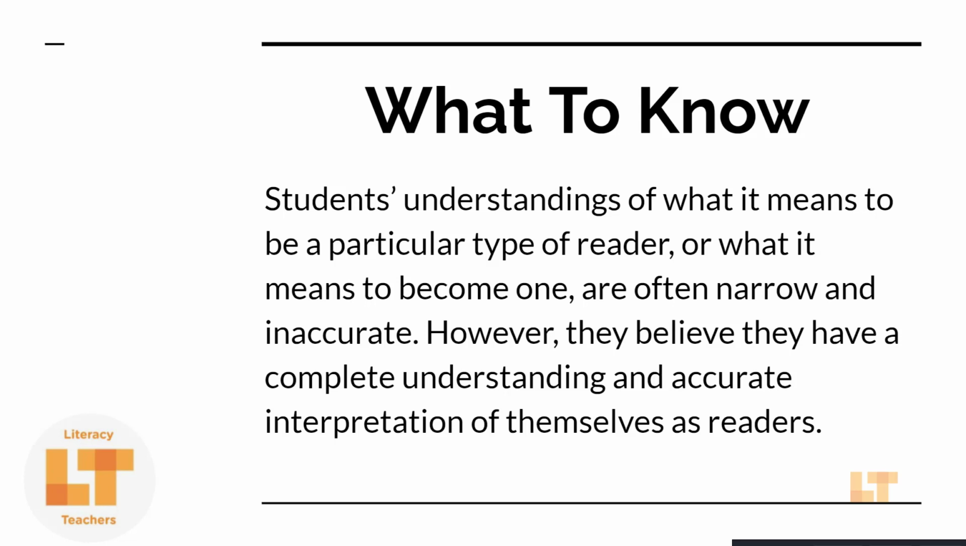But the other part of this equation is that they believe, and this is so important, they believe they have a complete understanding and accurate interpretation of themselves as readers. And they also believe that they have a very complete understanding and accurate interpretation of what it means to be a particular type of reader, particularly by the time I would say they're 10 years old on up, okay? They can really articulate that very well. Again, it's often really narrow, it's often very inaccurate.